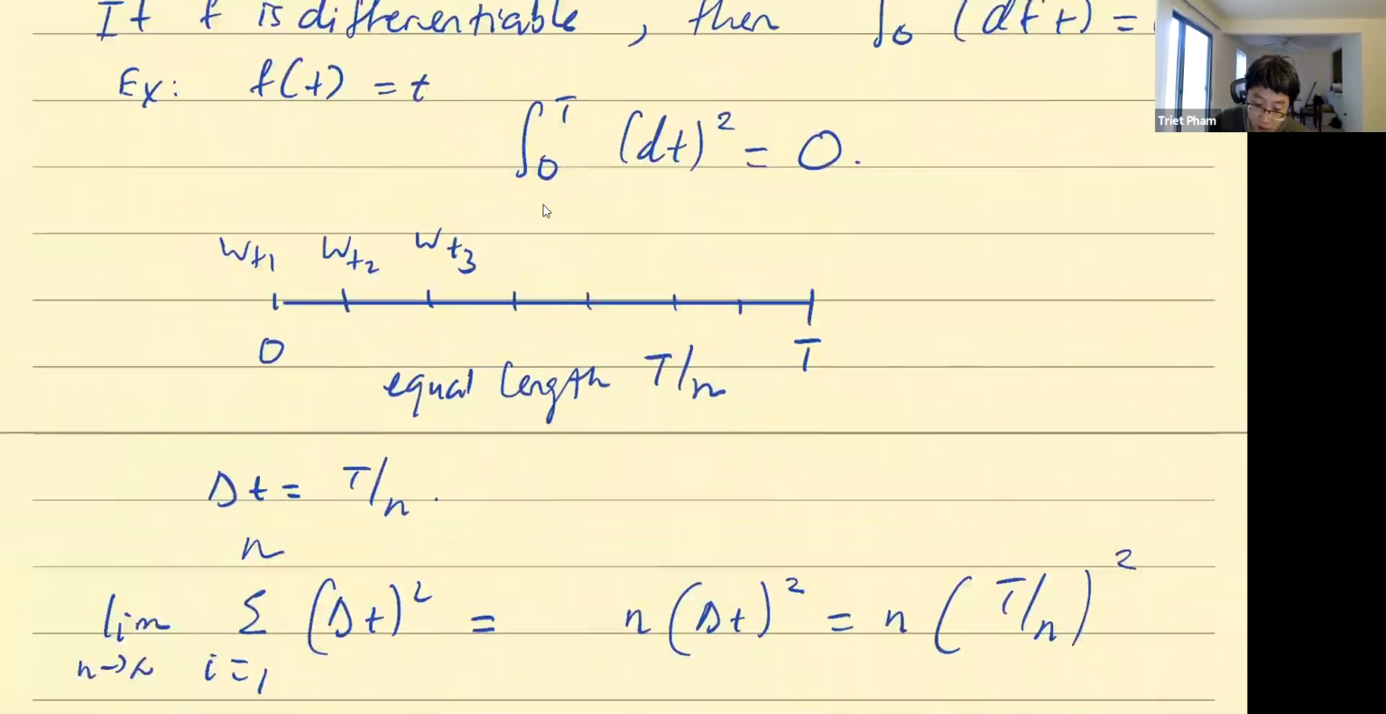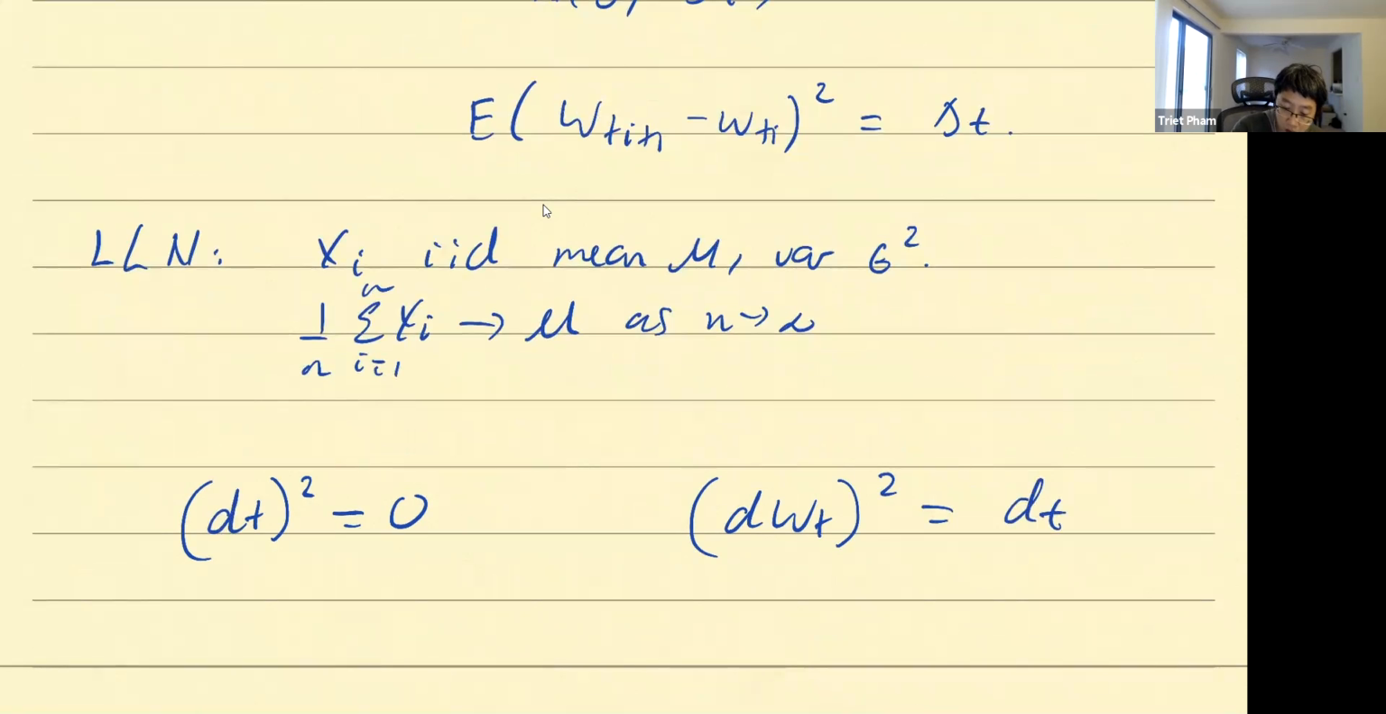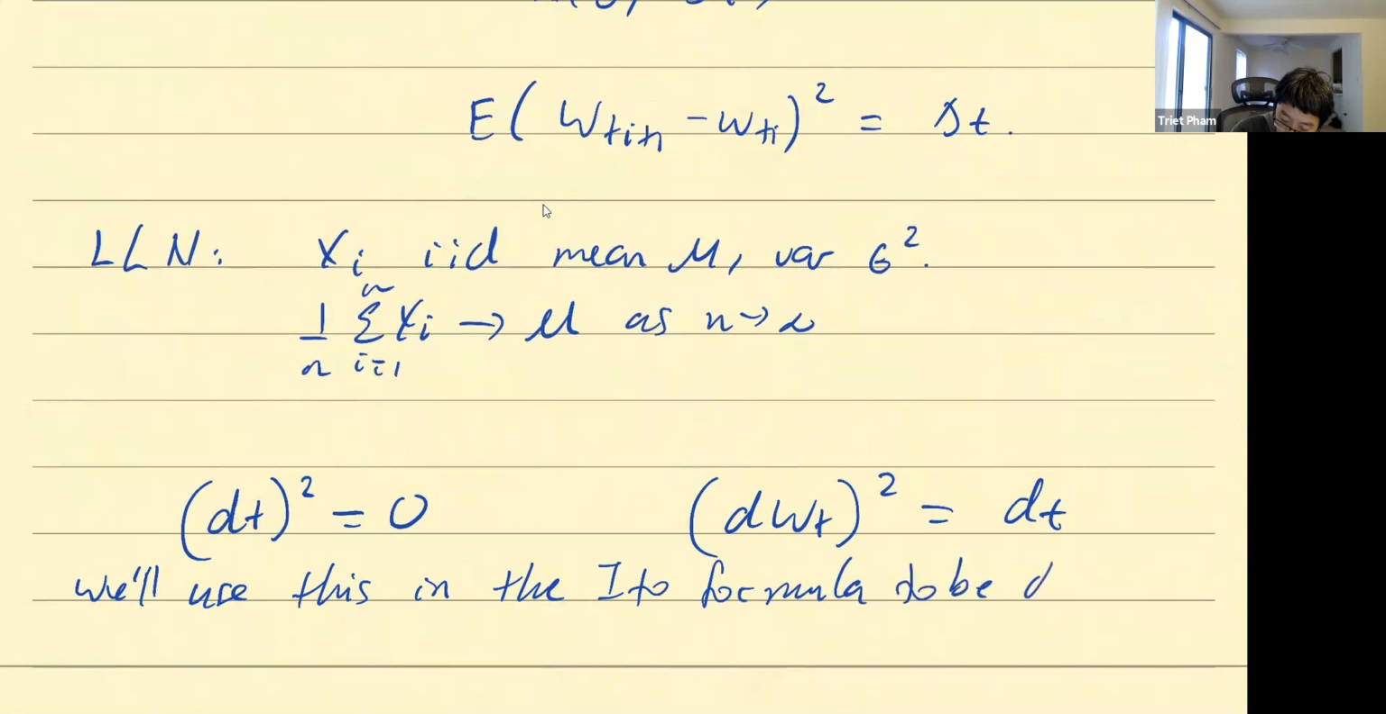So all in all, as you see, we use this a lot. We say something like this: dt squared is equal to 0, and dW_t squared is equal to dt. We'll use this in the Ito formula, to be discussed. Any question here?